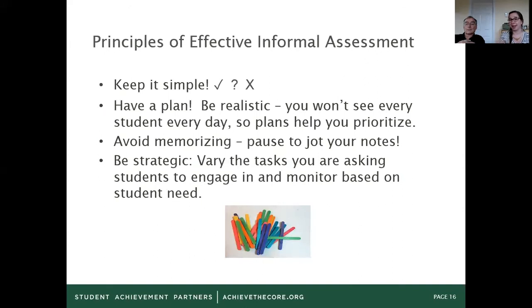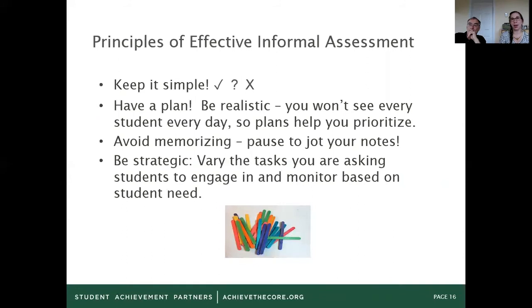And you want to have a plan. You can't see every student every day. You have 20, 25, 30 students in your room. So having a plan for who you're going to monitor that day helps you to prioritize. Work in some point to pause to take your notes, jot those notes after your small group or right after you've done a task. And then be strategic about varying tasks.